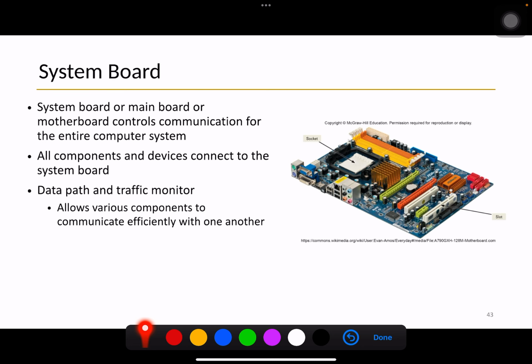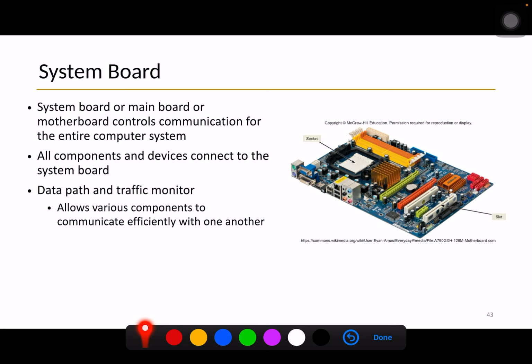Okay, system board. The system board is mainly the motherboard. All of the components and devices connect to the system board in order to operate the computer. This is what we call the motherboard. Why mother? Because everything must be connected to this board. I think that is why they call it motherboard. So everything must be connected here.